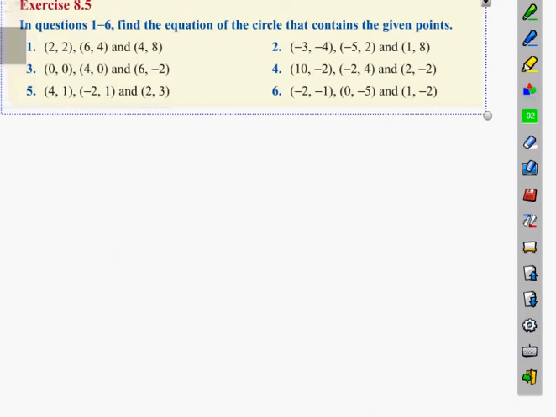Okay, so find the equation of the circle that contains the given points: (4, 1), (-2, 1), and (2, 3). So, what we're looking at doing first is drawing a rough diagram and labelling the points A, B, and C.